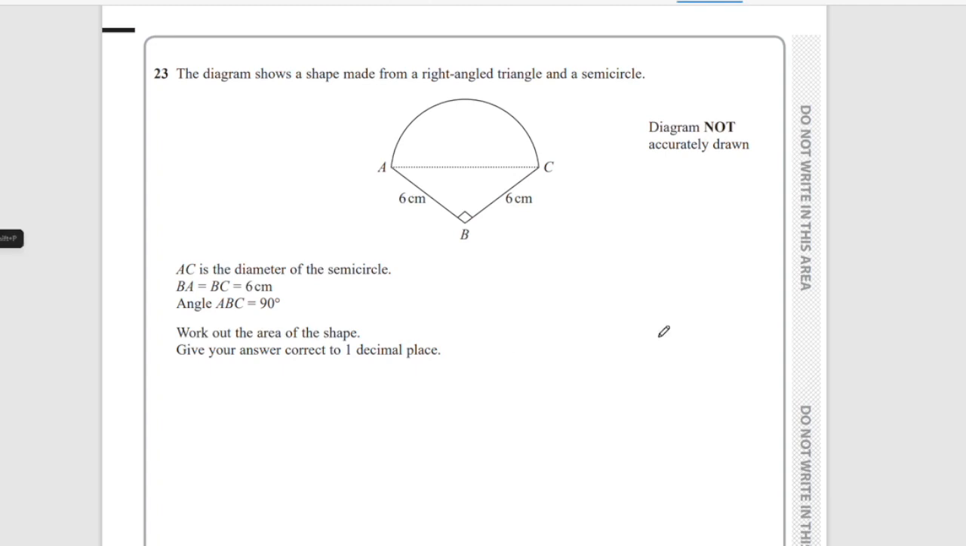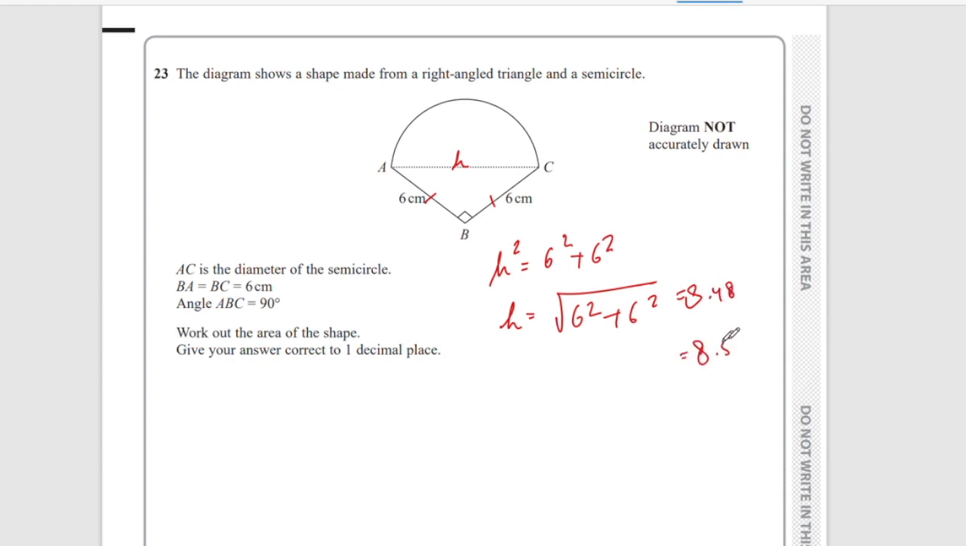First of all, we need to find how much is AC, because this is a right angle triangle. We will use Pythagoras theorem. These are the short legs and this is the hypotenuse. So hypotenuse square is equal to the sum of the squares of both the legs. So hypotenuse is equal to the square root of 6 square plus 6 square, which is 8.48, or rounded, 8.5.